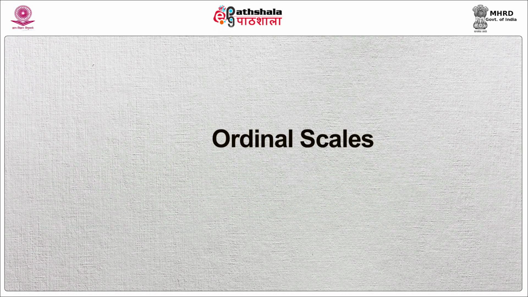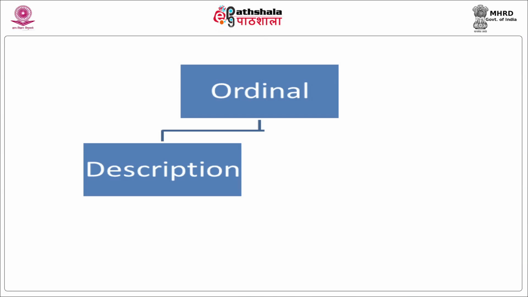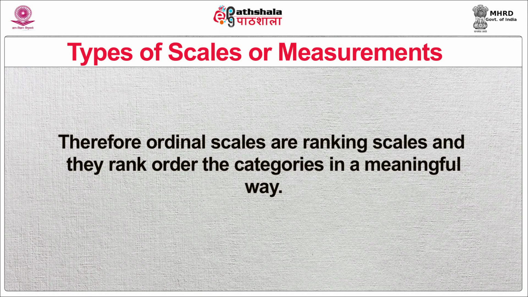Second scale is the ordinal scale. This category of scale refers to a scale which has not only the characteristic of description but also the characteristic of order. Therefore, ordinal scales are ranking scales and they rank order the categories in a meaningful way. Ordinal scales indicate relativity. This refers to the extent to which the object possesses some characteristic. Therefore, an ordinal scale indicates the relative position of an object.